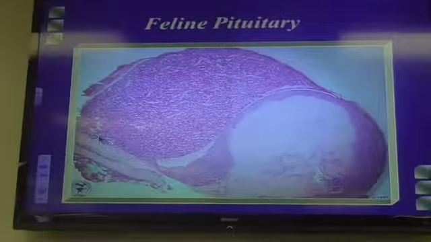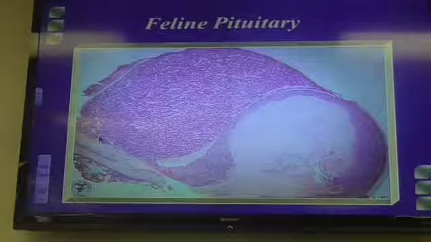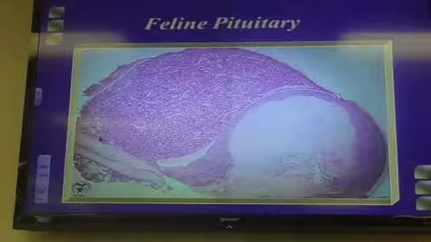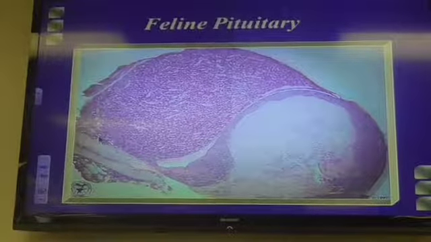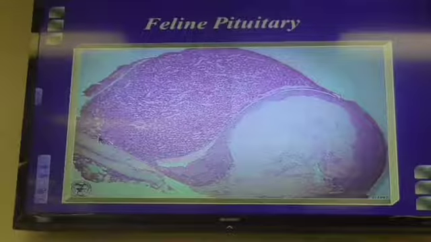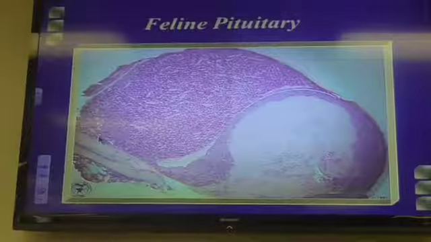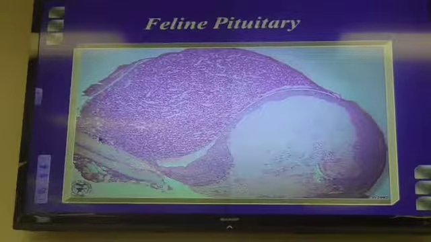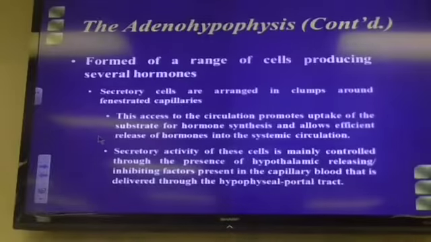Okay, you all have seen this before, the feline pituitary. You can see the bigger portion at the top, that is the pars distalis. You can see the little glandular portion going around the nervosa, that is the intermedius, and this really doesn't have the tuberalis on it on this particular one.